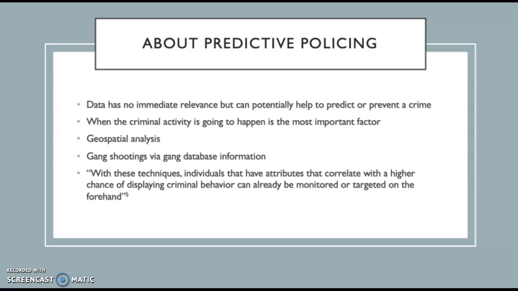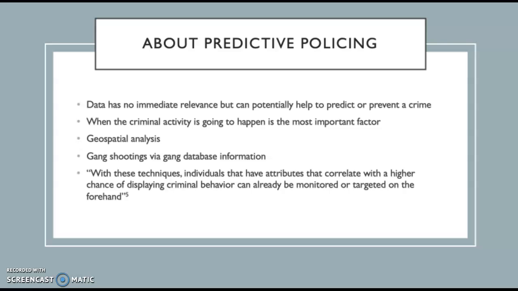Geospatial analysis is also used when using predictive policing. We can see the places, map it out, get a good feel of the area. And another example of how this has been very useful is gang shootings. We have a gang database with a lot of information on it, and using that to predict gang shootings, gang violence has been very helpful.